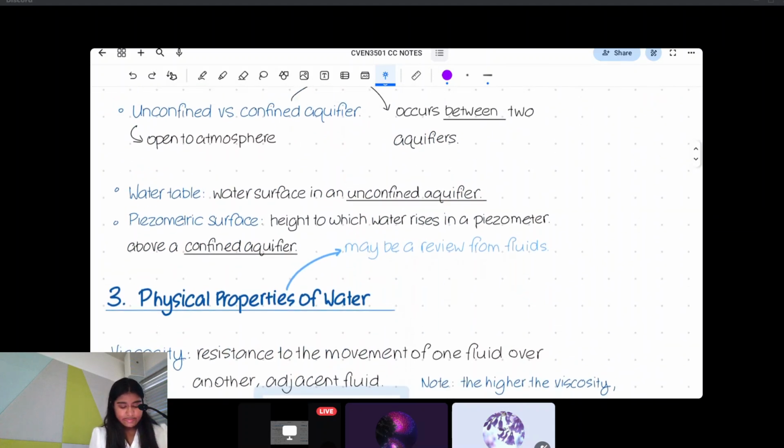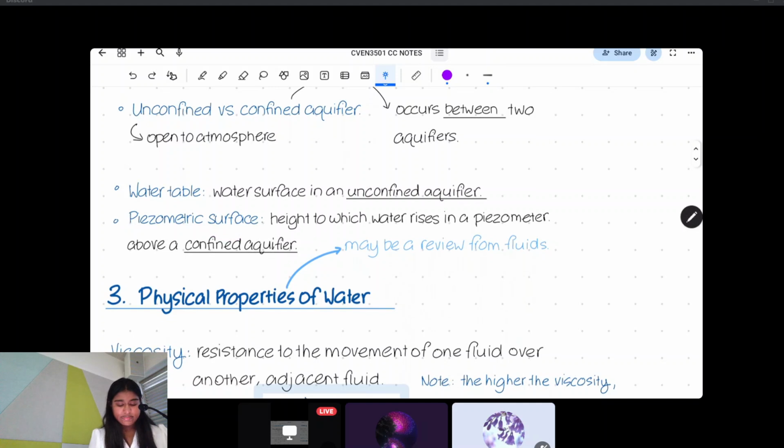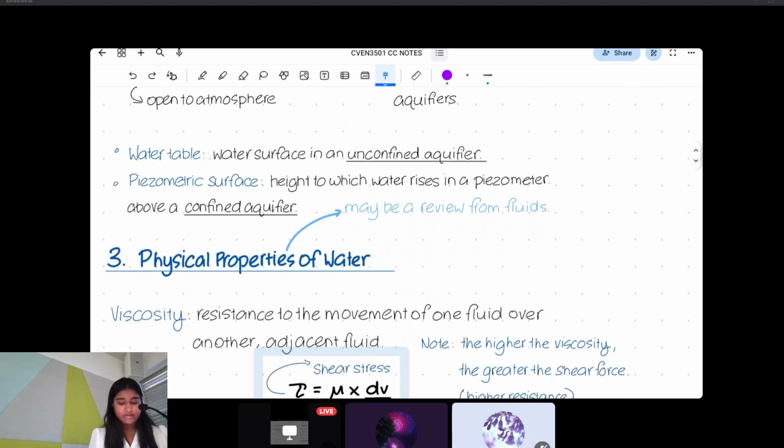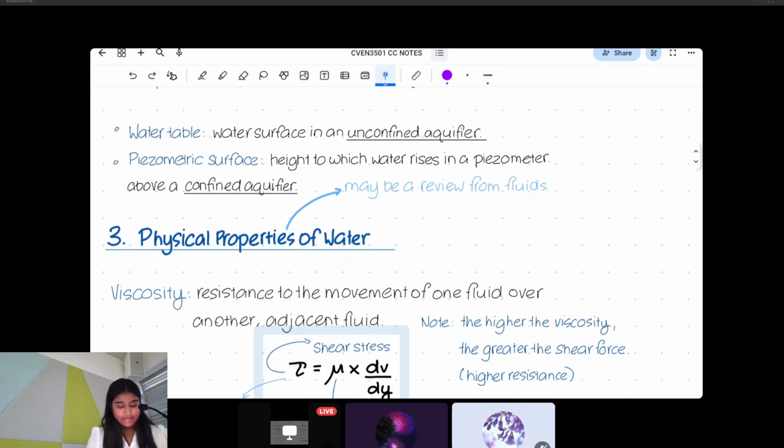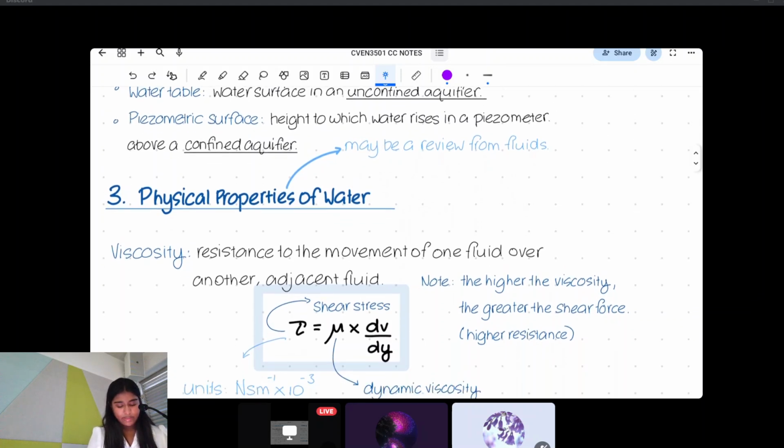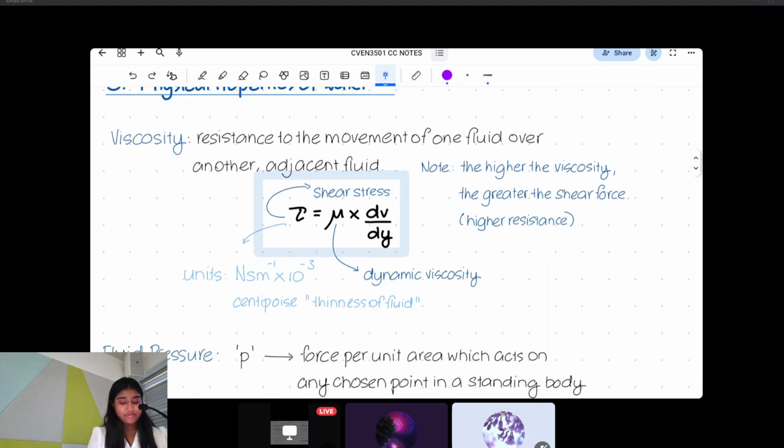And then lastly is the piezometric surface. A piezometer, as I'm sure you've heard from fluids, is just a way to measure the height of water that rises to determine things like water head, for example, or water potential. And I'll get into that in a second, but I will just cover very briefly the physical properties of water.